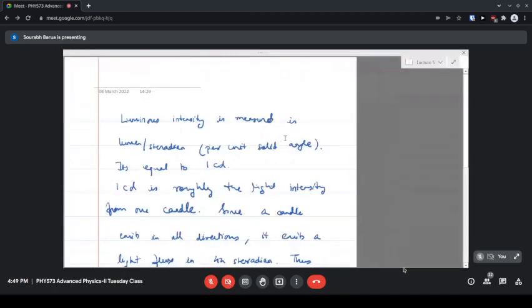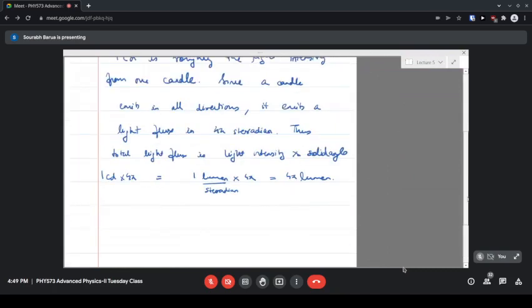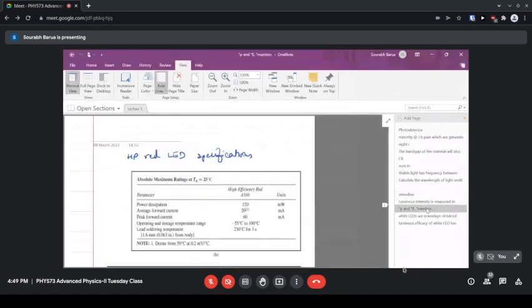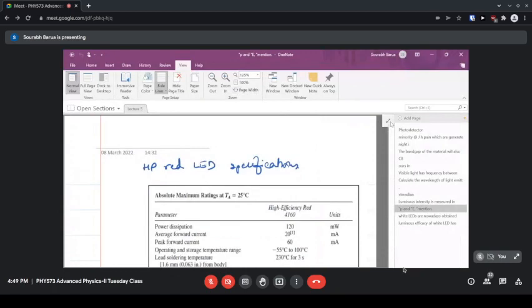So luminous intensity is measured in lumen per steradian, that I have already told you, and it is equal to 1 candela. So I think I don't need to mention this, I've already discussed it. Right, so this is the data sheet.